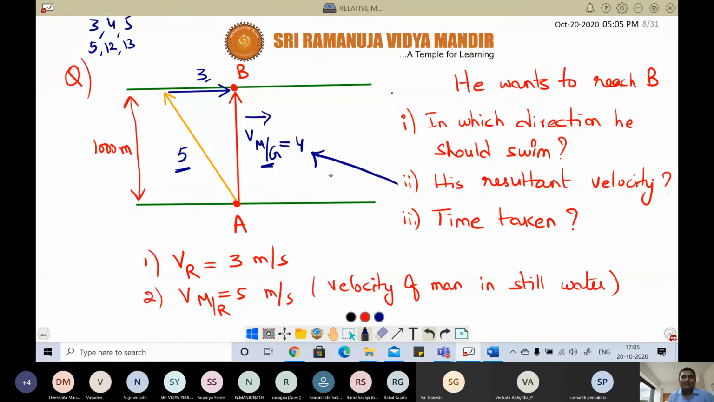And this is what they are asking now. You don't have to calculate anything. Okay, this is what they are asking. The absolute velocity means resultant velocity. Okay. Next, in which direction he should swim?